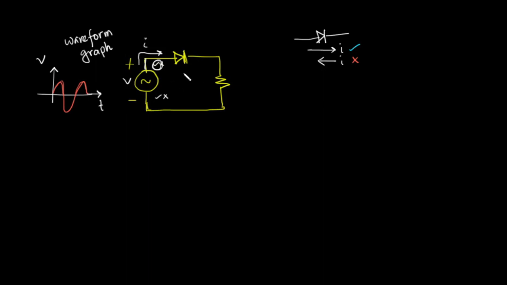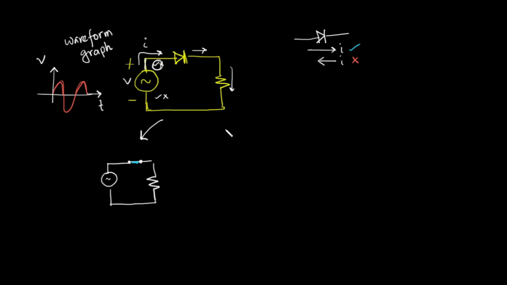So the diode will allow the current to pass, and it will go through the resistor. Suppose this is an ideal diode. When an ideal diode passes current through it, it acts as a short circuit. So I can draw this circuit like this: I replace the diode with a short circuit, and I have my load.